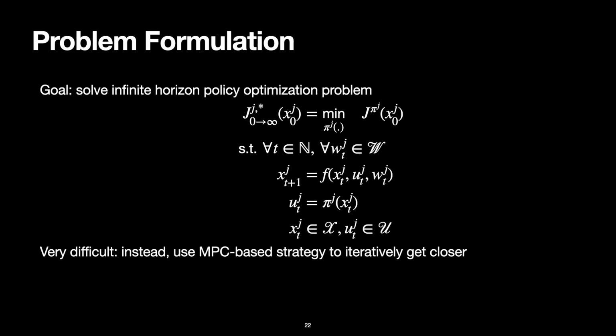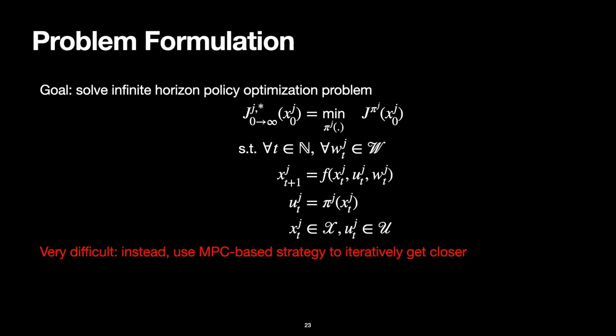We would like to solve the following infinite horizon optimal control problem. At iteration j, we wish to minimize the expected sum of costs from starting state x naught such that state space constraints are robustly satisfied. However, directly solving this is very difficult, as it requires searching over a large class of policies and optimizing it over infinite time. Additionally, it may be hard to guarantee that the policy optimization procedure maintains safety and iterative improvement.